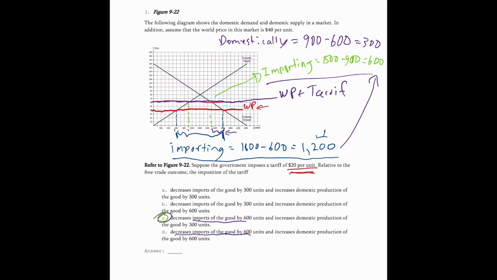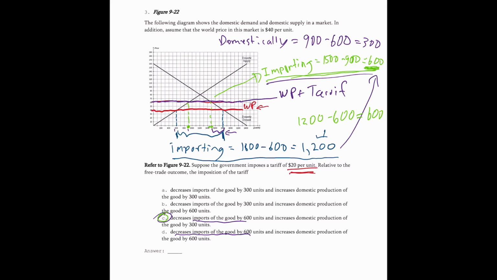Now we need to find how much we are importing afterwards. Well, the gap between how much we're consuming of that 1,500 right there and the 900 is going to give us how much we're now importing, which is 600. When we take the 1,200 minus the 600, that gives us how many imports were lost.